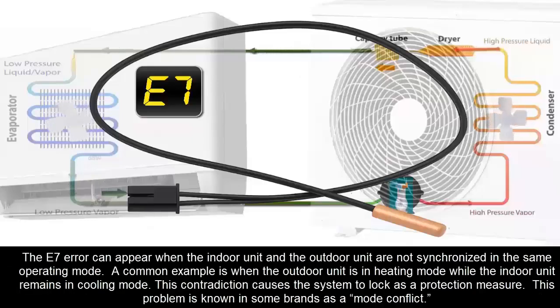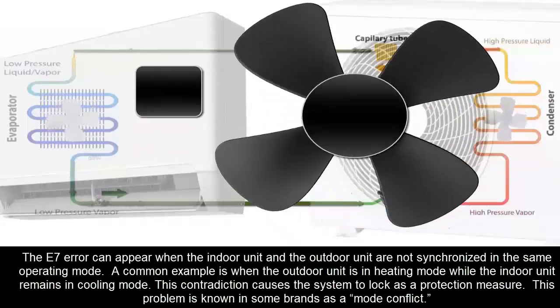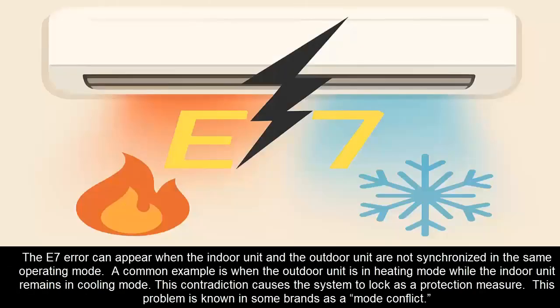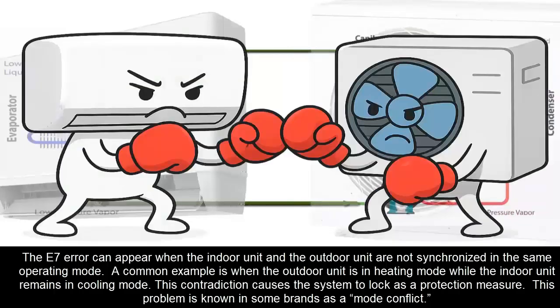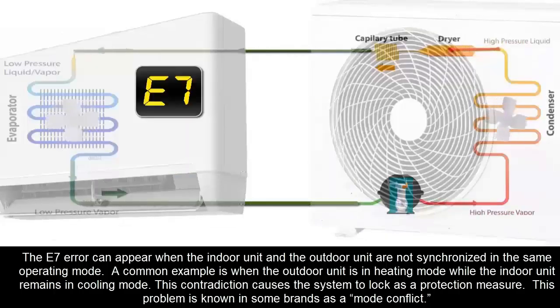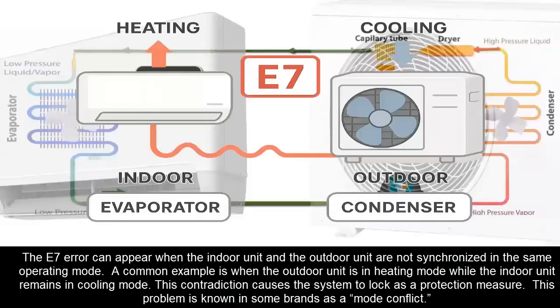Meaning: mode conflict. The E7 error can appear when the indoor unit and the outdoor unit are not synchronized in the same operating mode. A common example is when the outdoor unit is in heating mode while the indoor unit remains in cooling mode. This contradiction causes the system to lock as a protection measure. This problem is known in some brands as a mode conflict.